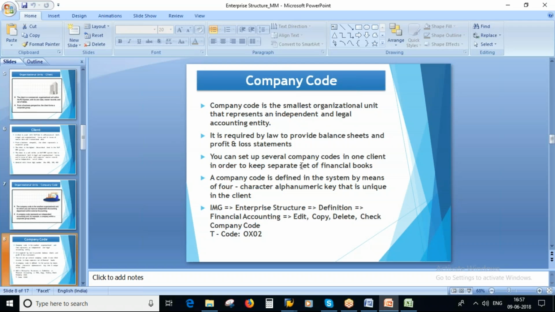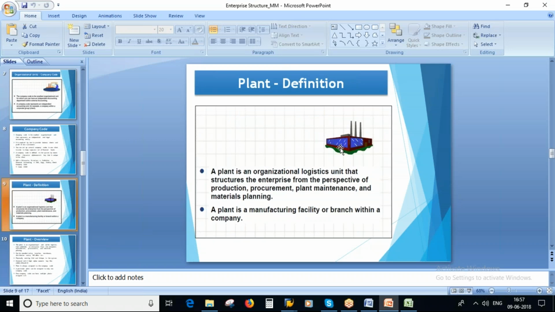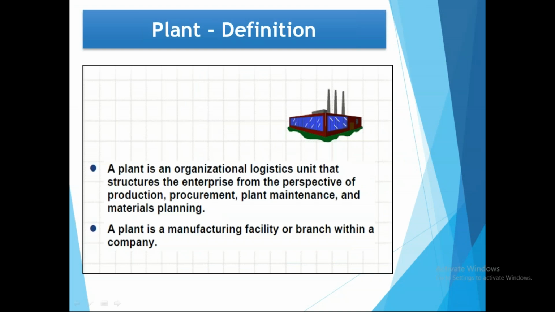Is it okay? Company code. Shall I move on to the next one? Okay, so this is the company code. Now, after the company code, you will have the plant. So, what is a plant? Basically, a plant is an organizational logistics unit that structures the enterprise from the perspective of production, procurement, plant maintenance, and planning.